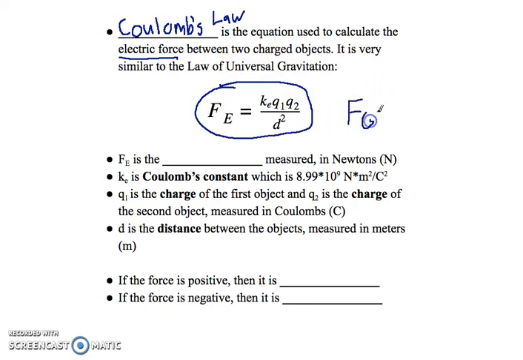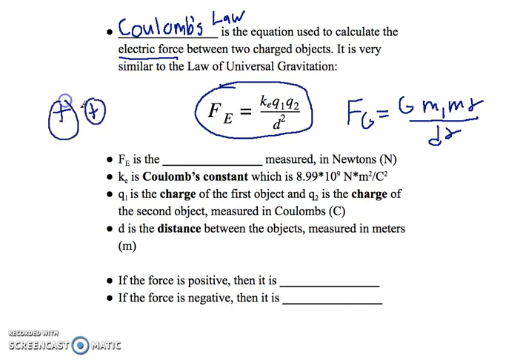I'll write that out again. This is the universal law of gravitation. This is Coulomb's law. You can see they look very similar. We're going to go through each part of what the electric force is referring to. This equation answers: if you had two positive charges, what would be the size of that electric force between them?